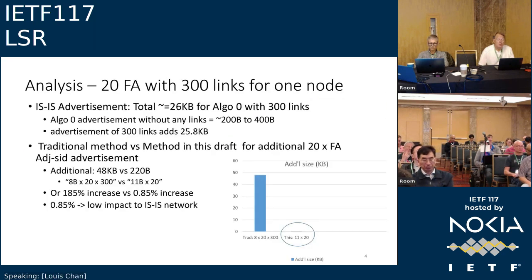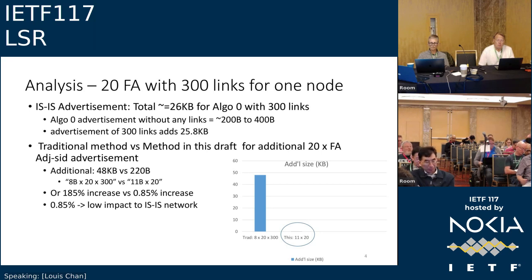So the next slide is about the analysis of the advertisements, right? This is the kind of analysis with only one node with a flex algo, with 300 links for one node. Without the flex algorithms, the total advertisement, just the 300 links with algo 0, is around 26 kilobytes, which is composed of the base, 200 to 400 bytes, and then the additional advertisement of 300 links, which adds another 25.8 kilobytes.